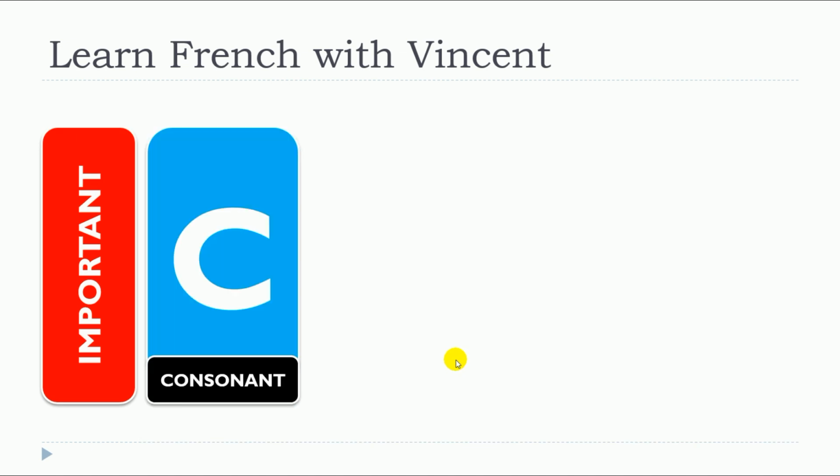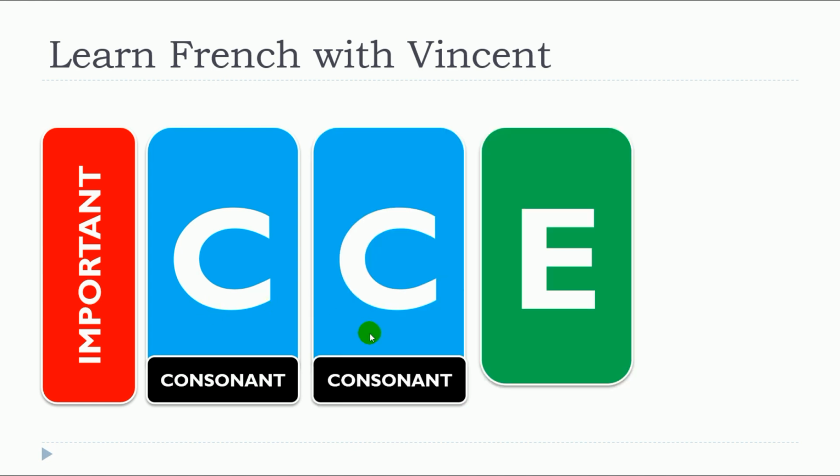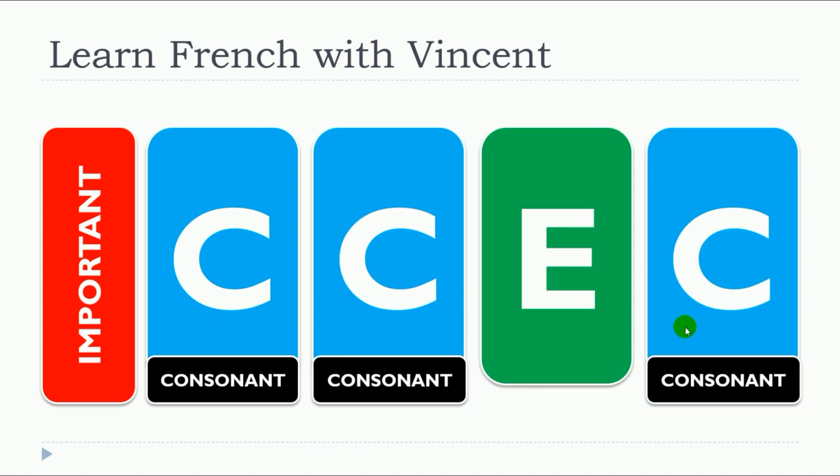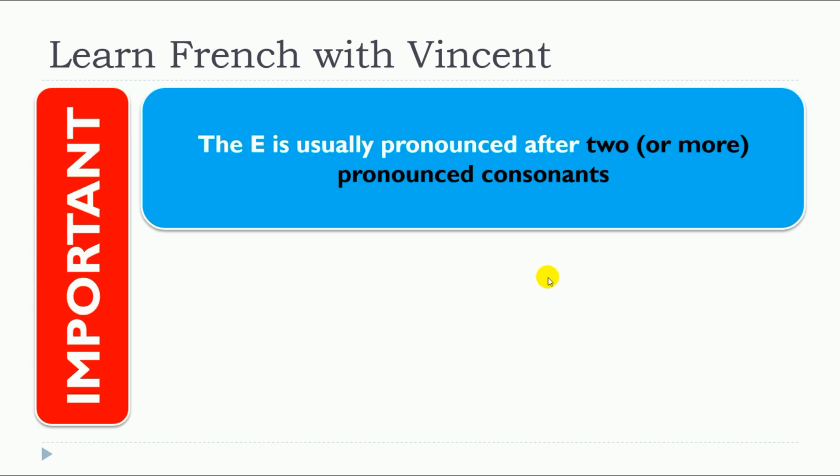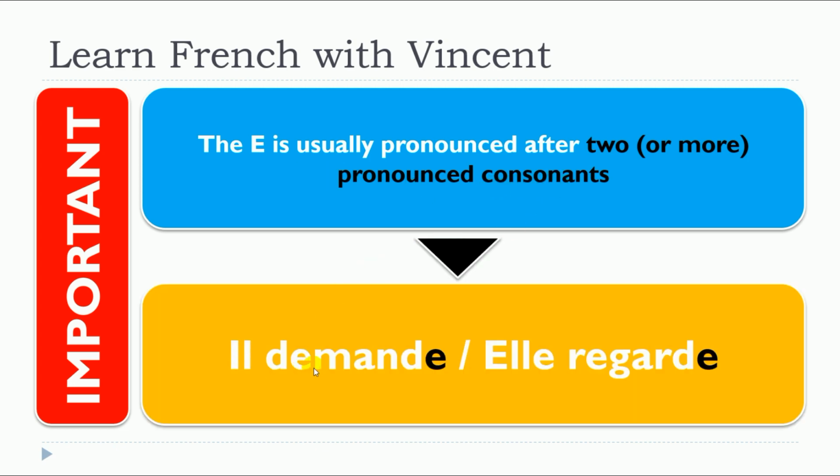Now, just imagine that we have one consonant, another consonant, then an e, and after that a consonant. Well, in that situation, you will pronounce the e. So let's take some examples. The e is usually pronounced after two or more pronounced consonants. Il demande. In that case, look, you've got N here, you've got D here, so clearly you've got two consonants before, so you will pronounce it. Same situation here, you've got R and then you've got D.